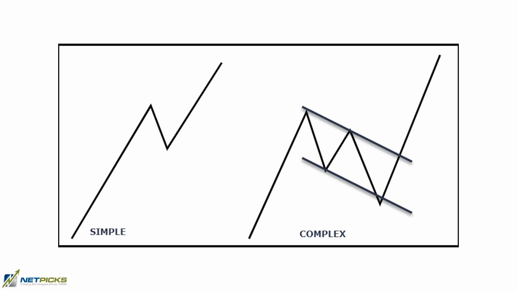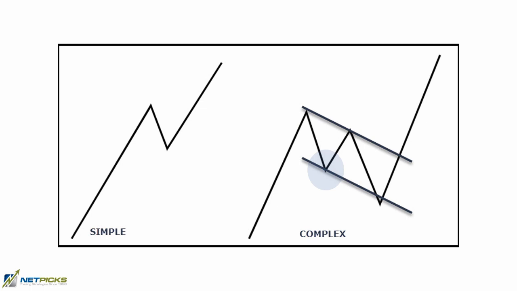So why is this a challenge? Well, if you go long near the bottom of the simple pullback and it turns into a complex pullback, you're going to take a loss in the trade. So the question is, is there a way to find a probability of one pullback type happening over another? And the answer is yes.